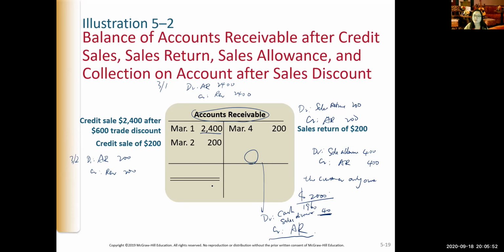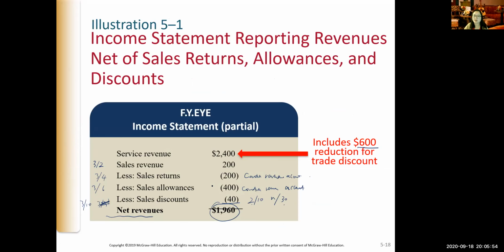On the other hand, if you look at the sales account, it records all these interactions: trade discount, sales return, sales allowances, sales discount. And this is actually net sales, 1960.